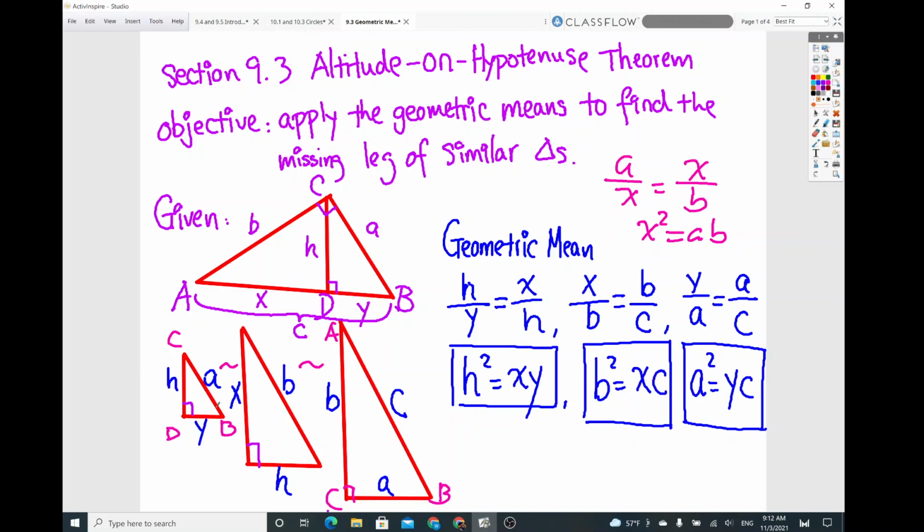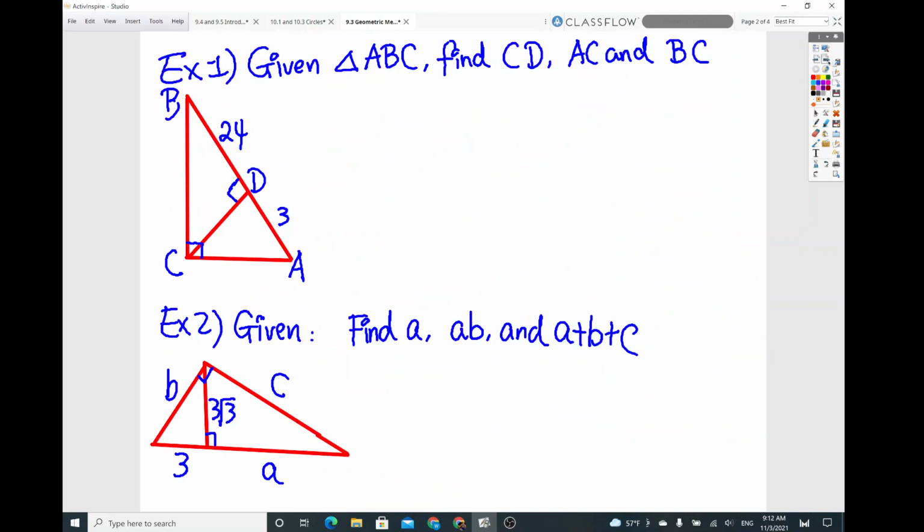Then compare the small and the large triangle: Y over A, the base over the hypotenuse, is the same as the ratio of the base over the hypotenuse, so Y over A equals A over C. That's why we end up with A squared equals Y times C. Using the geometric mean proportionality of the similar right triangles, we'll be able to find the following. Given triangle ABC, find segments CD, AC, and BC.